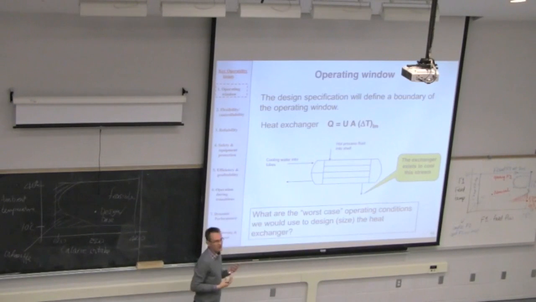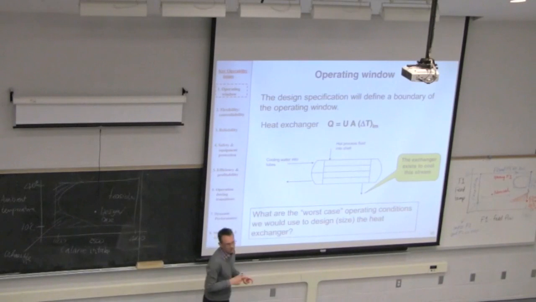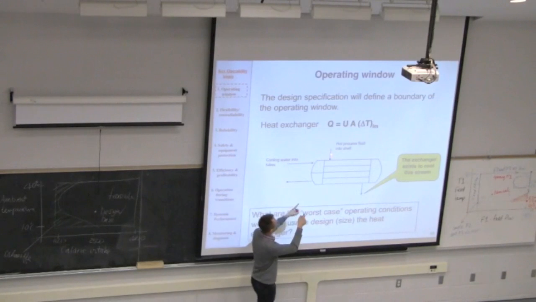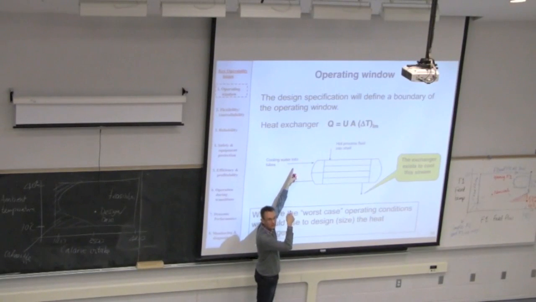What's the worst possible combination of events that could happen? I want my process to still work. I still want to achieve that outlet temperature, despite the worst possible combination of events on this heat exchanger. What might those events be? Lack of cooling water and high flow rate of the hot process fluid. Okay, so very high flow rates of this process fluid coming in, and little to no cooling water coming in.